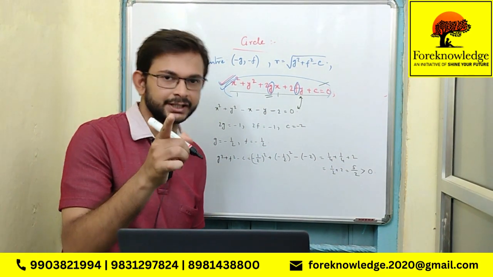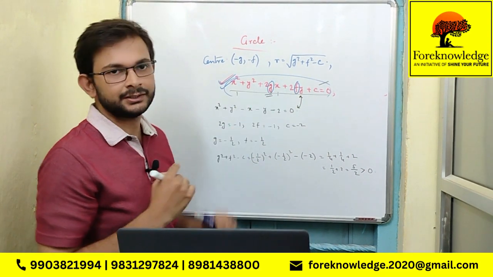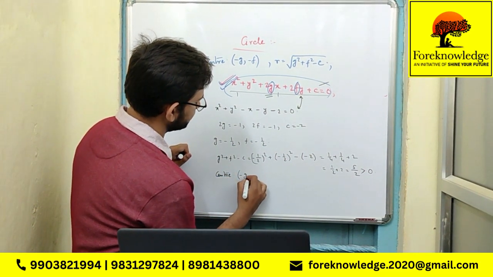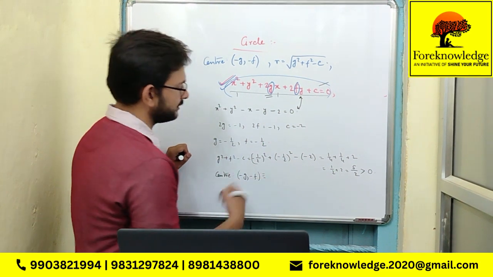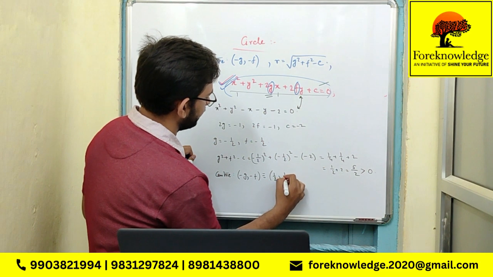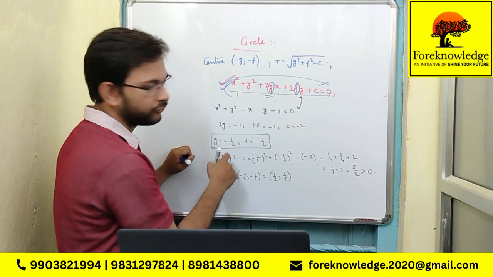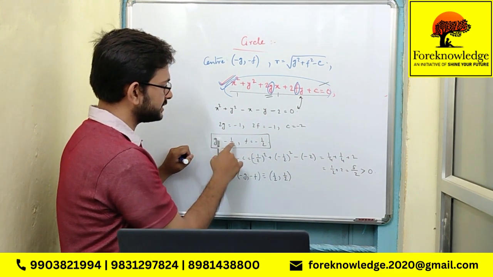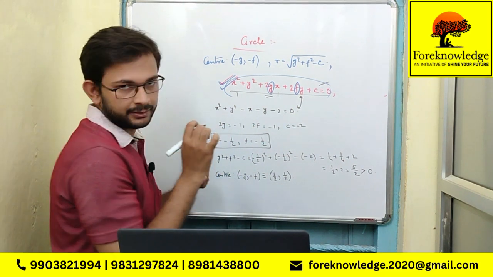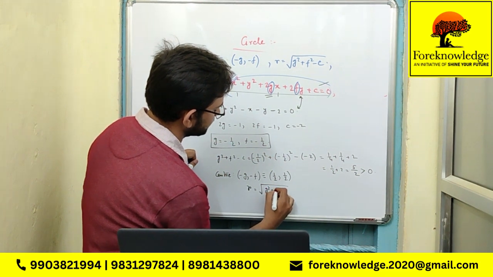So this is a circle. Now let's find the center and the radius. So center is minus g comma minus f, which is nothing but, if g is minus half, then minus g is half, and minus f is also half. G and f were both minus half, so minus g is again half, and minus f is again half. So the center is half comma half, and the radius is root under g square plus f square minus c.